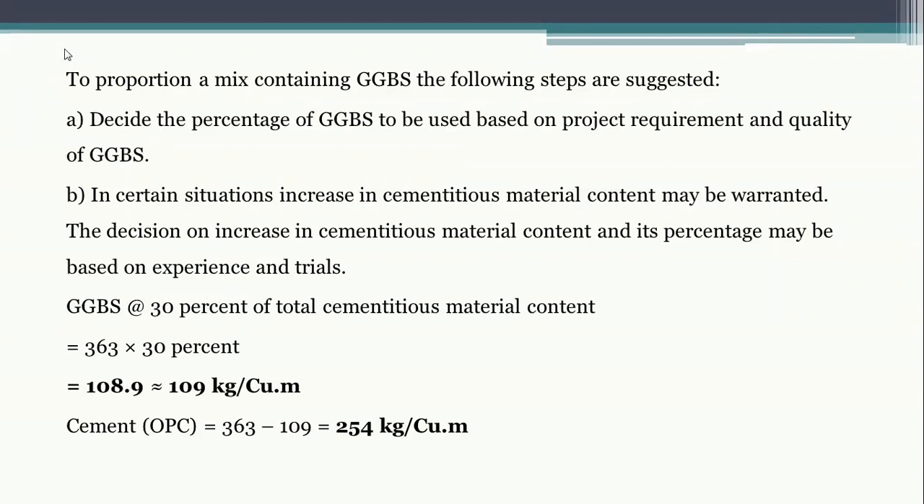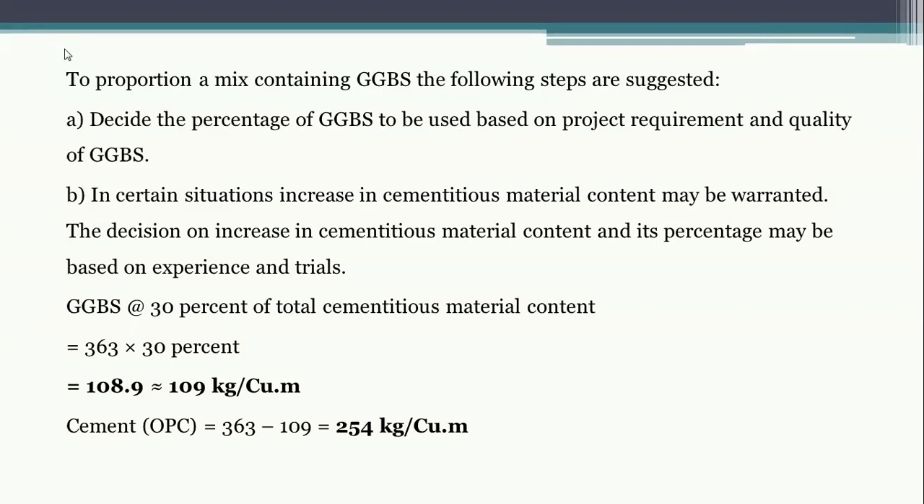But in this case we are not increasing it, because GGBS has less SiO2 compared to cement, and more CaO, just like cement. So here we are not increasing the percentage of cementitious material. If we use fly ash, then we will increase the percentage of cementitious material, because it has more SiO2 compared to GGBS.